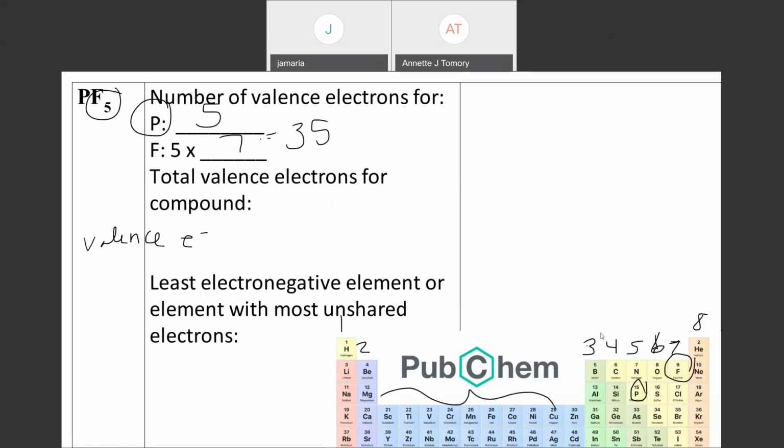Okay. All right. So what's the total? If we add these two together, what would they be? 40. So our total here is 40 electrons.